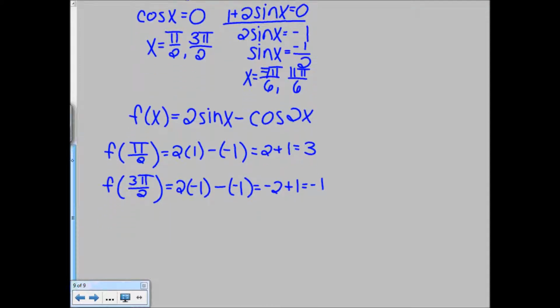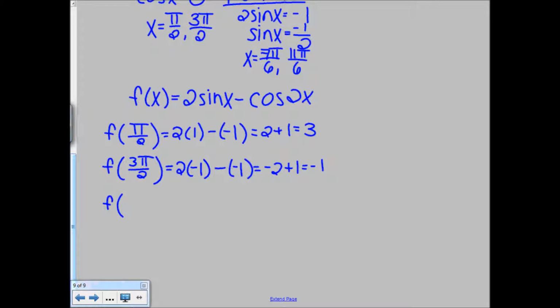So now let's plug in the other two values that we have. So f of 7 pi over 6. We know that sine of 7 pi over 6 is negative 1/2, so we're going to get 2 times negative 1/2 minus the cosine of 7 pi over 3 if we multiply that by 2. So 7 pi over 3, let's figure out what quadrant that's going to be in. So 7 pi over 3 is actually bigger than 2 pi because we can pull out 6 pi from the top. So 7 pi over 3 is the same angle as pi over 3.